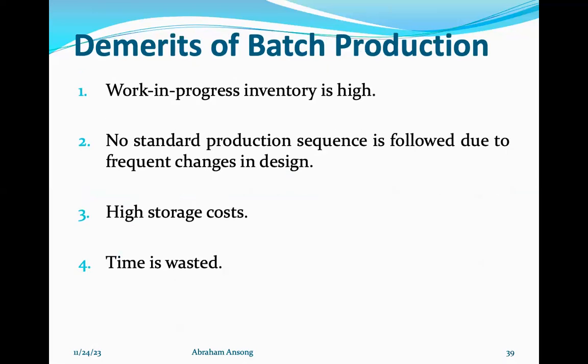The demerits: work in progress inventory is high because it is not a flow, it is not continuous. So there are likely to be breaks here and there, and those breaks can create more work in progress. There is no standard production sequence that is followed due to frequent changes in design. There could be high storage costs because of high work in progress, and also time could be wasted if you compare that to flow production.